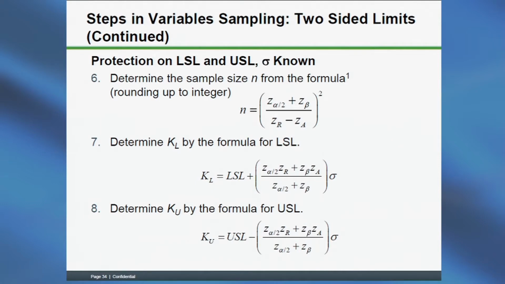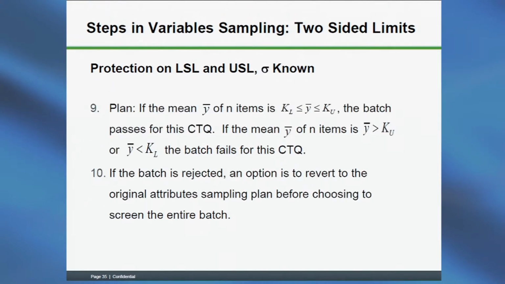And we determine the K upper and the K lower by the 2 formulas on the bottom. And in the plan, if the mean is between the upper and lower spec limit, the batch passes. If the mean of n items is outside those limits, we will reject the batch. And if you reject the batch, again, you go to the original sampling plan.